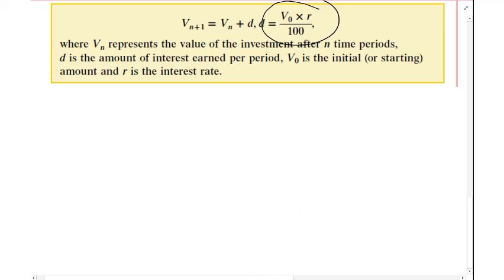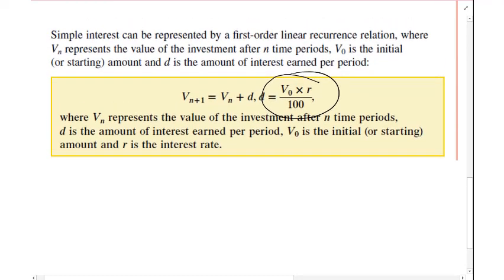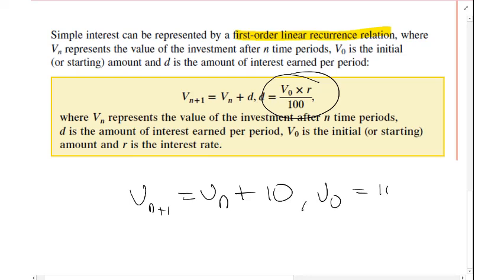But if you're asked to represent something as a recurrence relation, what you need to put is something like Vn plus 1 equals Vn plus, in my case before, 10. And V0 in my example would be 100. So remember, you've got to put that V0, that starting term. In this case, our starting term always refers to the principal amount.